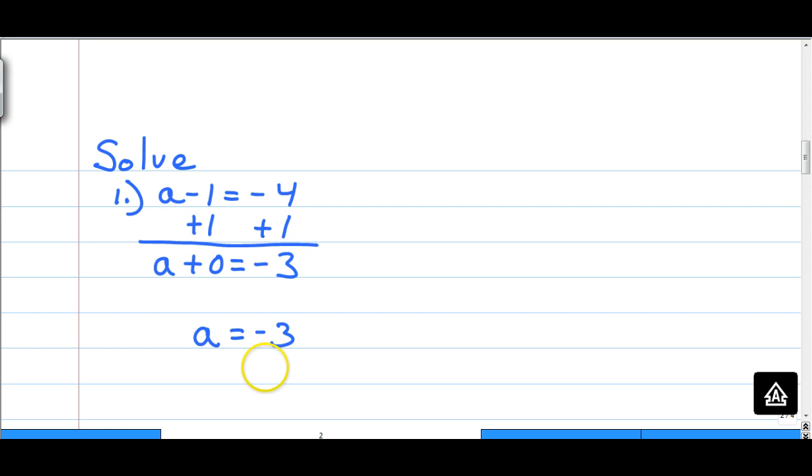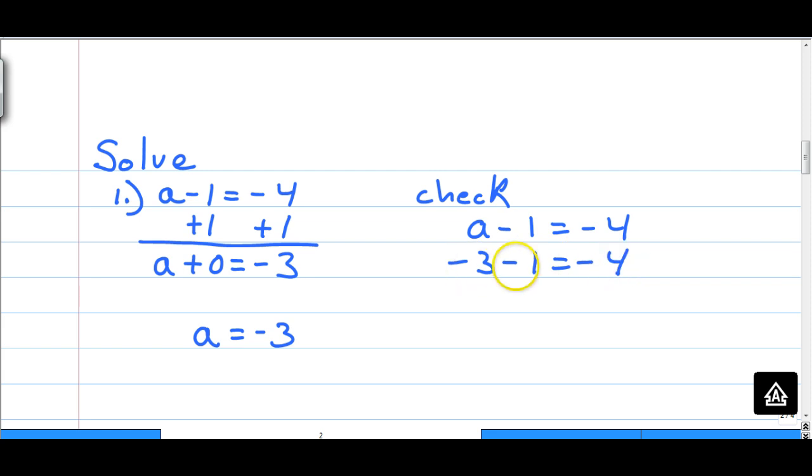If we wanted to check our work, we would take the negative 3 and plug it back in where we see a. So as a check, we could take the original problem, a minus 1 equals negative 4, plug a negative 3 into the a position, and solve. Negative 3 minus 1 is the same as saying negative 3 plus negative 1. Negative 3 plus negative 1 makes a negative 4, and this equals negative 4. This is a true statement, so we have solved correctly for a.